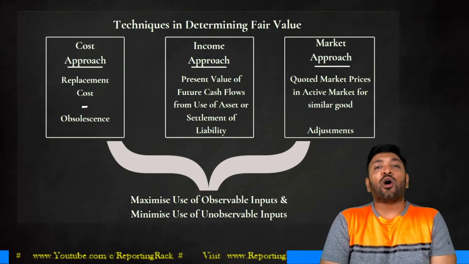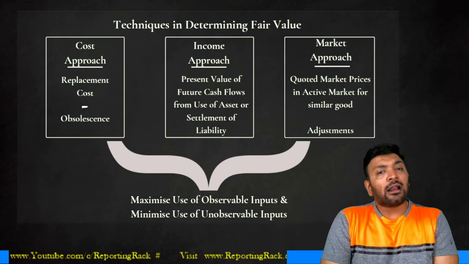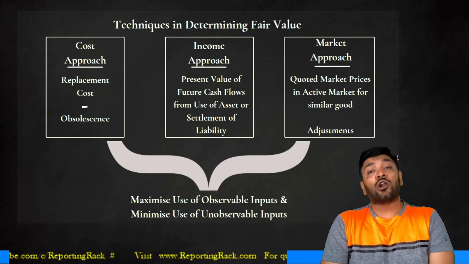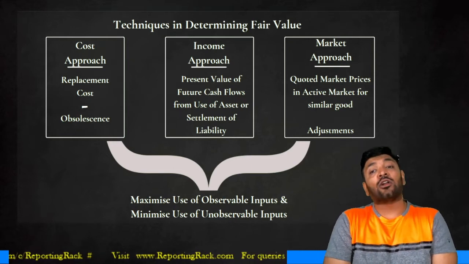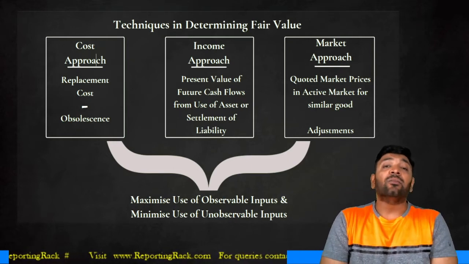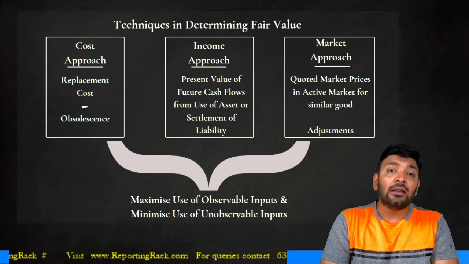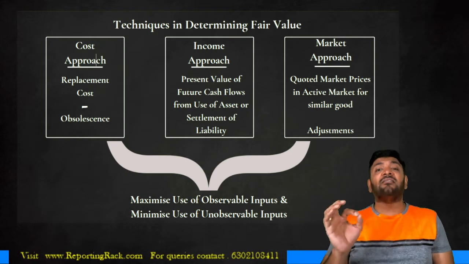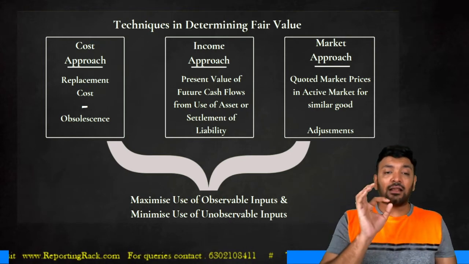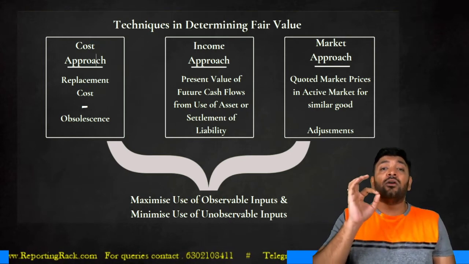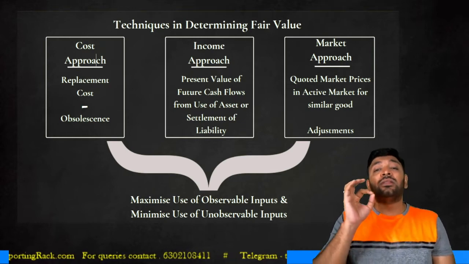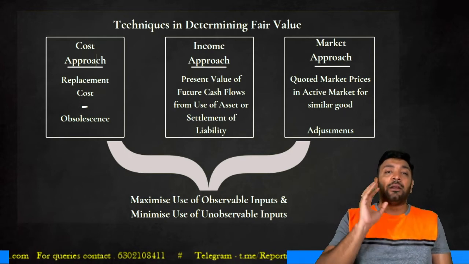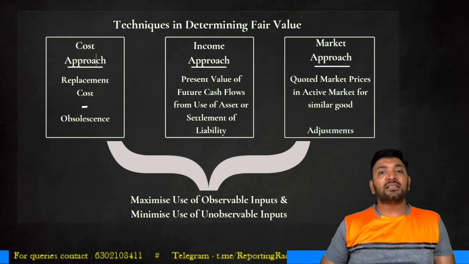Now, the question comes up, what if, for a particular good, I can determine fair value under the cost approach, I can also determine under the income approach, and I can also determine under the market approach? Then which fair value should I consider? In such cases, the technique has to be selected based on the fact that they have to maximize the use of market observable inputs and minimize the use of unobservable inputs. What do you mean by this?